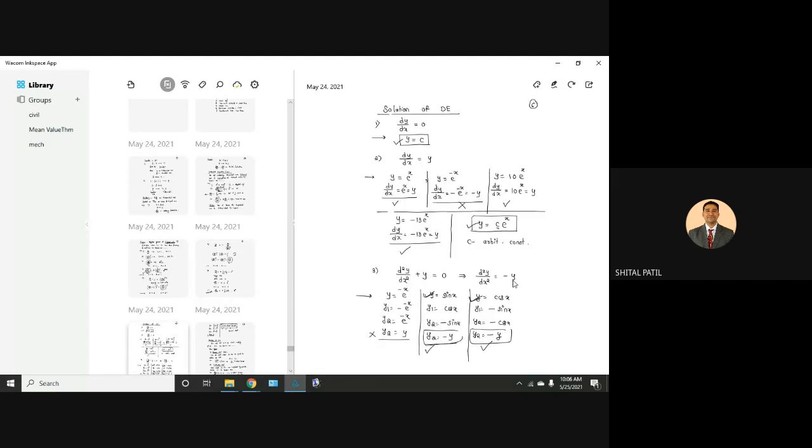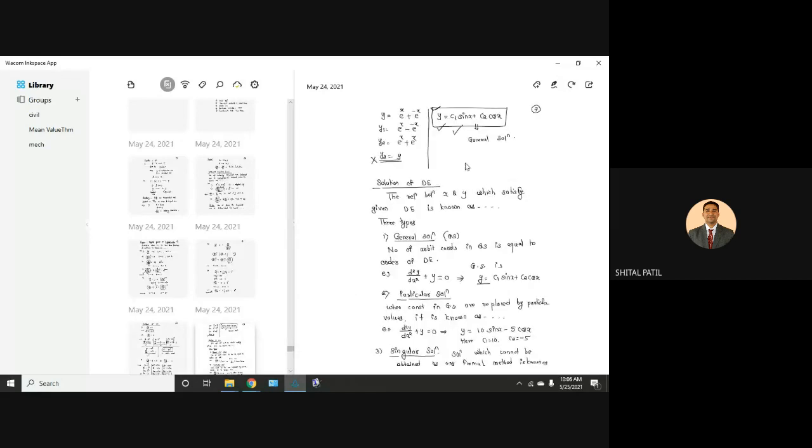Next, we started with the solution of differential equation. We understood what the concept of solution is. And at the end, we understood that solution means the relation between x and y which satisfies the given differential equation. Then we understood how many constants are required. So order is 1, constant is 1. Again, in case of equation number 2, order is 1 and 1 constant is there. Then equation number 3, order is 2 and the number of constants required were 2. This is the general solution, c1 sin x plus c2 cos x.